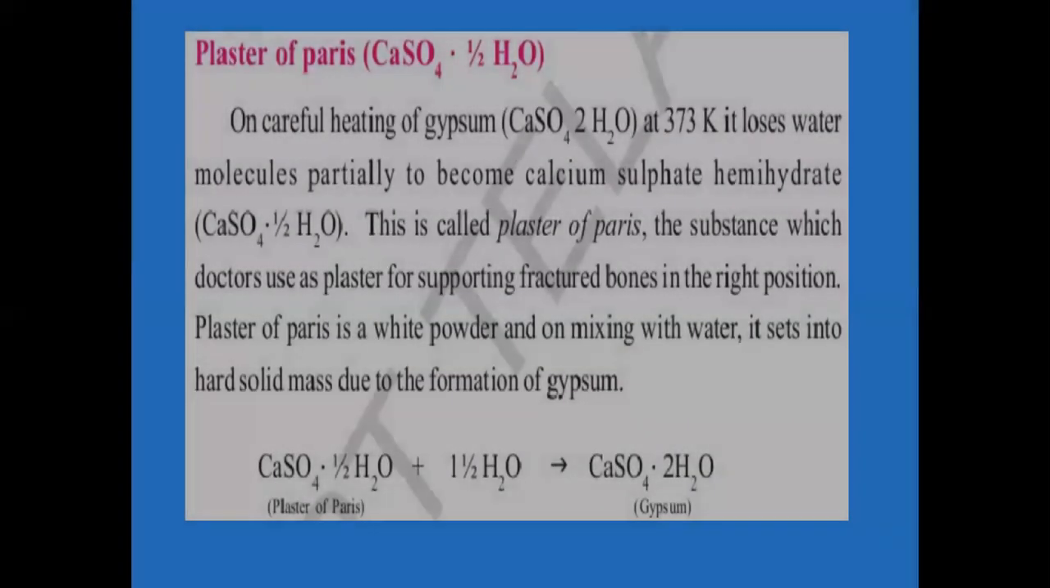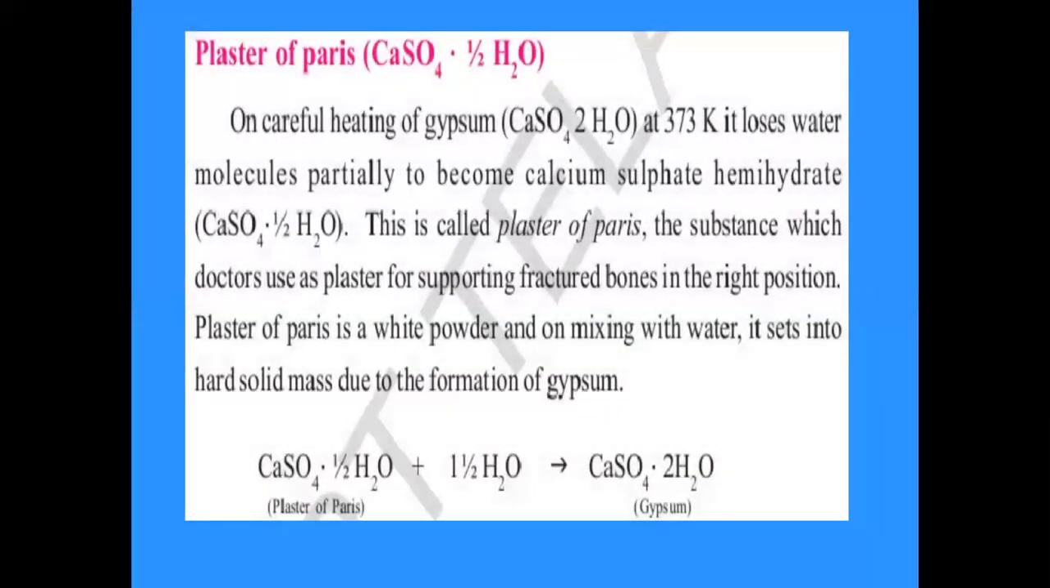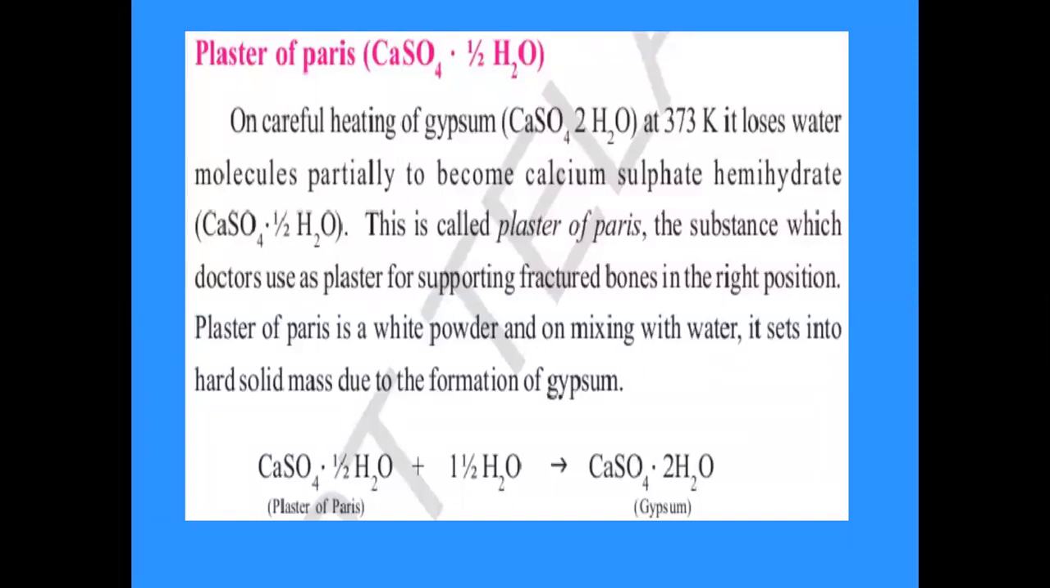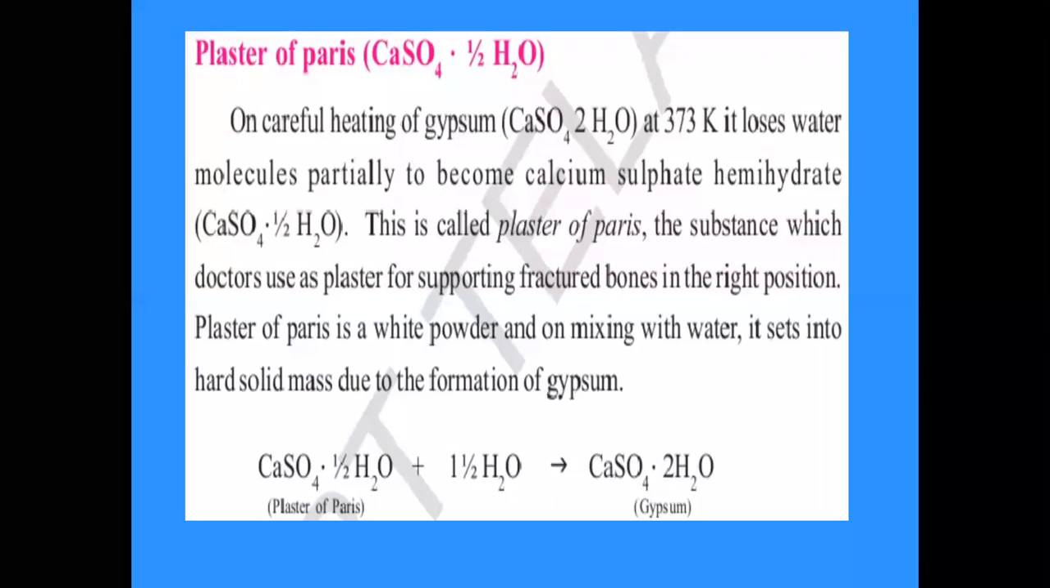So far we have discussed the compounds obtained from sodium chloride, from common salt. Now the next compound is plaster of Paris. Among the calcium compounds, in the previous class we discussed gypsum, calcium sulfate 2H2O. Calcium sulfate 2H2O is called gypsum. So after that, plaster of Paris.